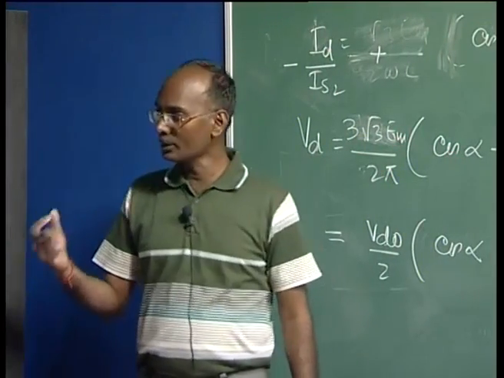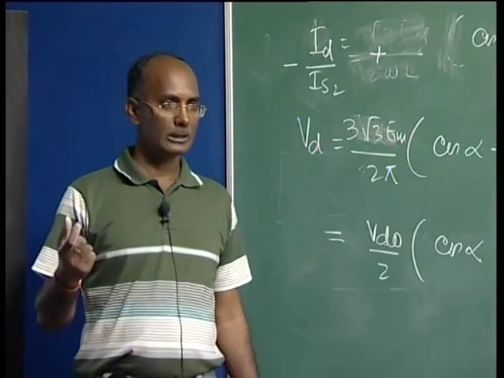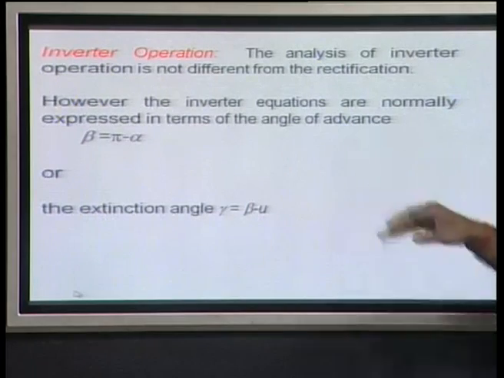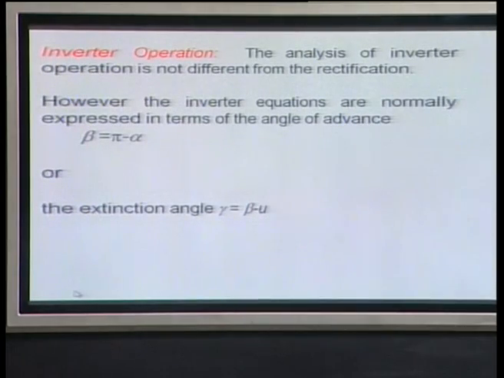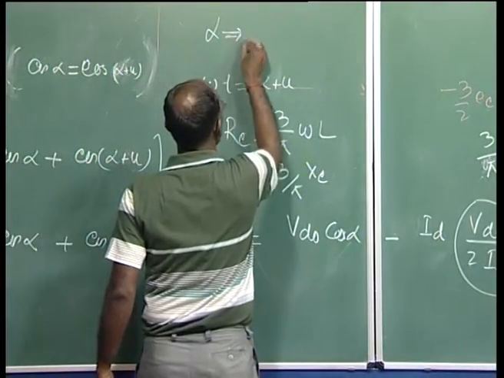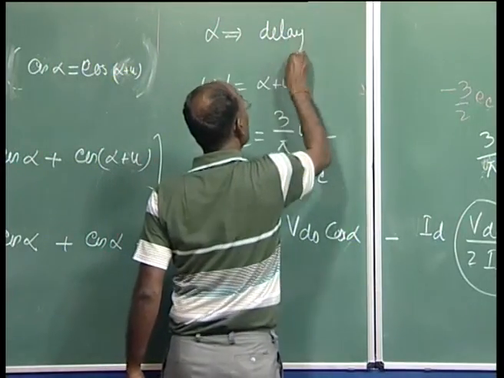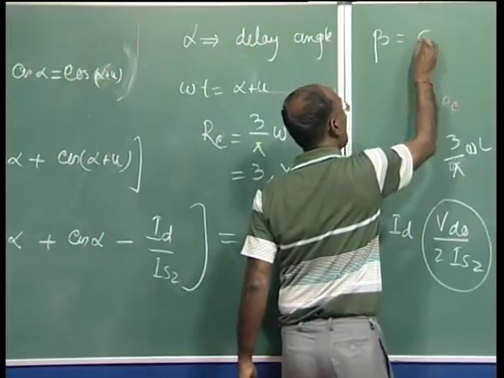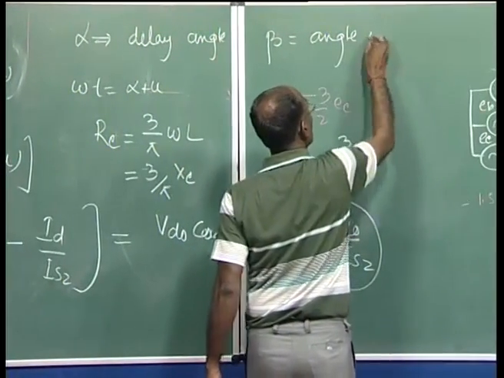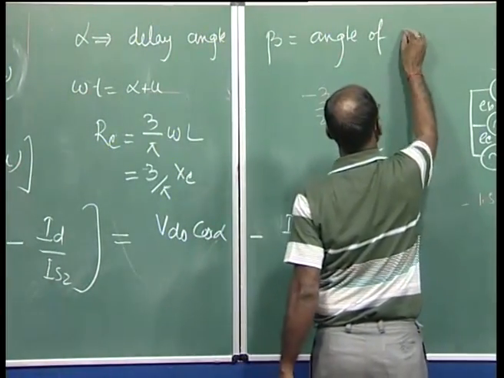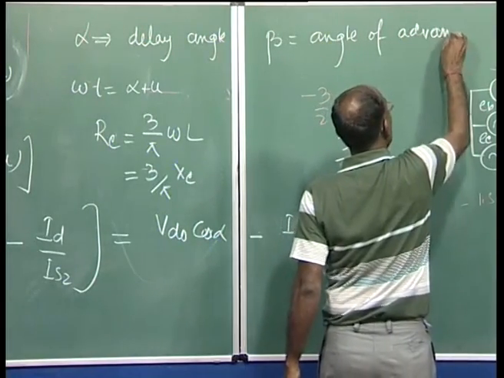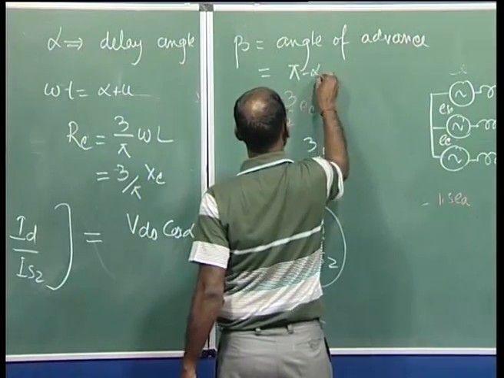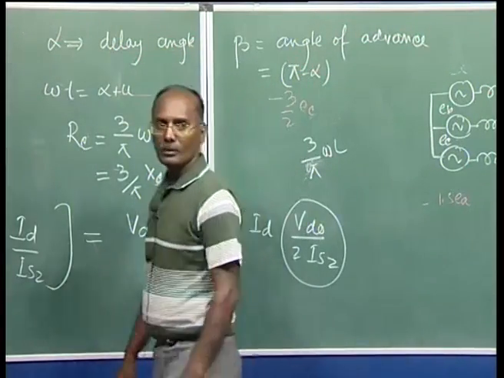So we have two terms now in the inverter operation which are normally defined. One is called the angle of advance. You know alpha here is normally called the delay angle, and beta is called the angle of advance. Advance angle is also used, and it has a relation because beta is nothing but pi minus alpha.